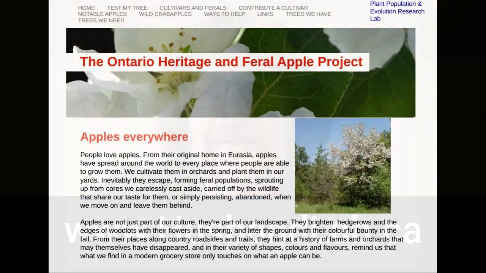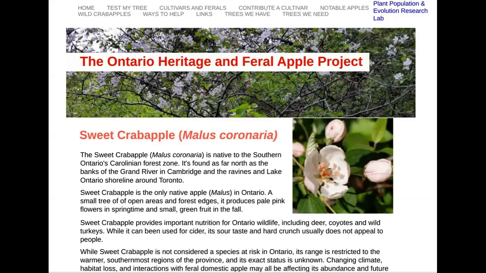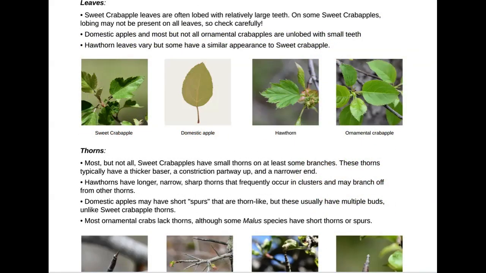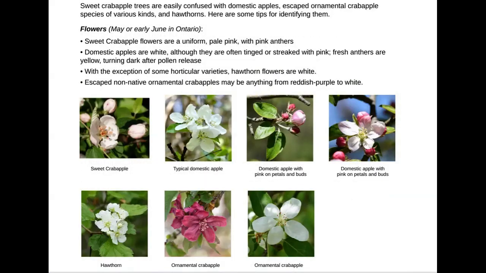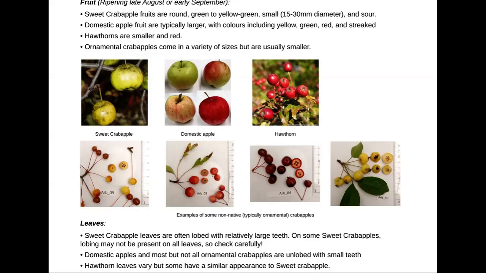Now, if you go to our website, www.husbandlab.ca, there's a link for the Ontario Heritage and Feral Apple Project. If you follow that link, within our Heritage Apple Project website there's a whole page about Malus coronaria, with pictures showing the differences between the leaves, fruit and flowers for domestic apples, Malus coronaria, other crabapple species, and hawthorns, things that people confuse with the native crabapple.